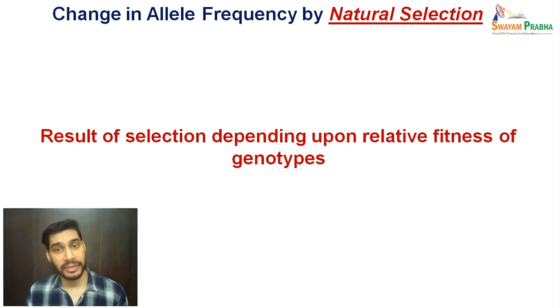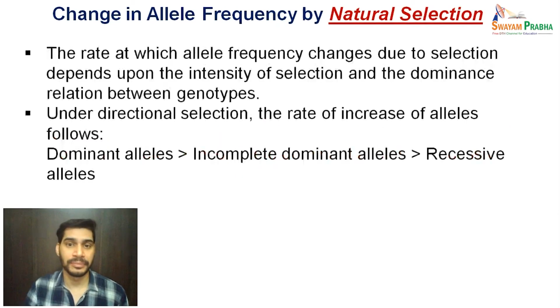Result of selection depending upon relative fitness of genotype. The rate at which allele frequency changes due to selection depends on the intensity of selection and the dominance relationship between the genotypes. Under directional selection, the rate of increase of alleles follows the relationship of dominant alleles, followed by incompletely dominant alleles, and then followed by recessive alleles. So these are the rates of increase of alleles in different kinds of selection processes.